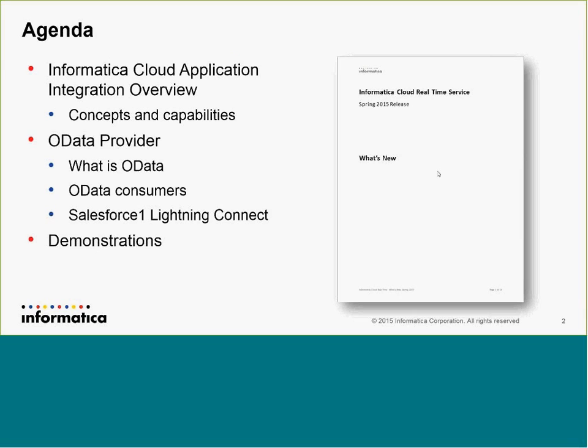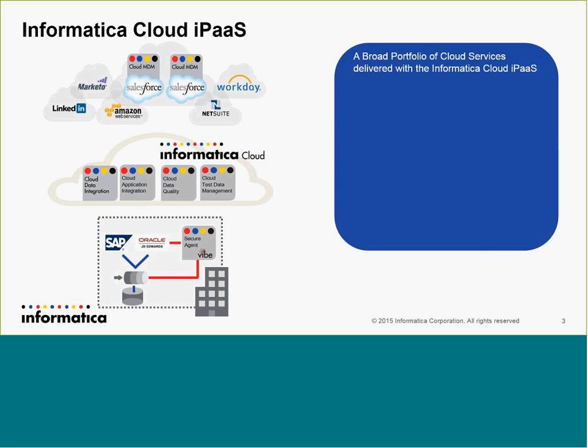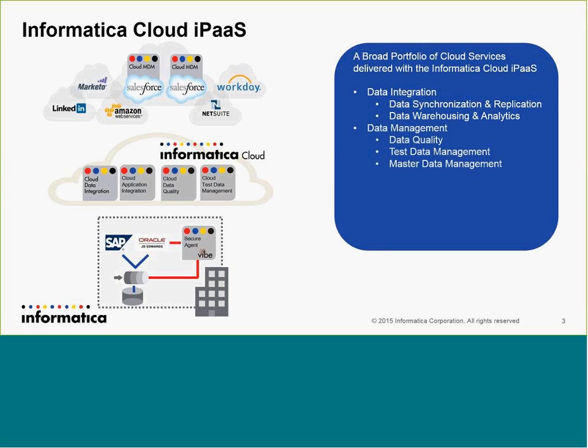OData, this capability that we're going to be describing today, is being released with the Spring 2015 release. So let's first talk about the types of capabilities that Informatica Cloud as a whole offers. We offer a broad portfolio of services, including data integration, which most of you are already aware of. It includes data synchronization, replication, data warehousing, and analytics capabilities. There are also rich capabilities for data management in terms of data quality and master data management.